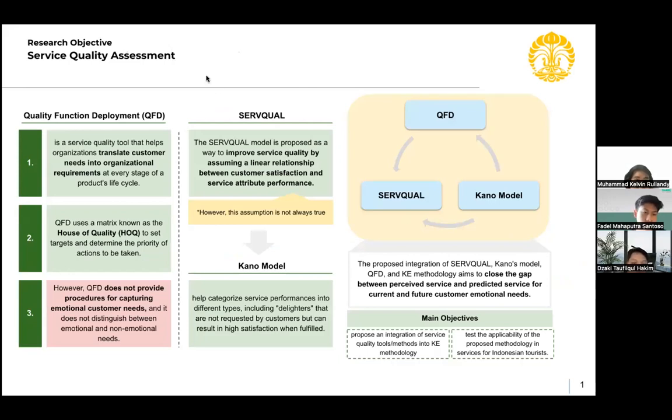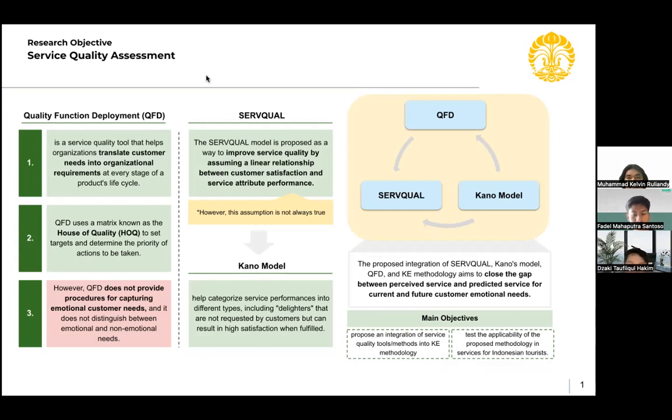Next, we are discussing the service quality assessment, starting with quality function deployment, or QFD. QFD is a service quality tool that helps organizations translate customer needs into organizational requirements at every stage of a product life cycle. QFD uses a matrix known as the HOQ, or House of Quality, to set targets and determine the priority of action to be taken. However, QFD does not provide procedures for capturing emotional customer needs, and it does not distinguish between emotional and non-emotional needs.